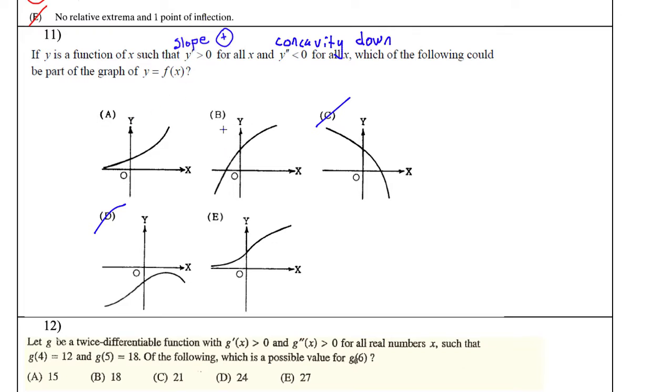Now it should be concave down for everything. A is concave up, so it's definitely not A. I can leave the arrow on here for the notes as well. B is concave down, so far so good. And E is concave down over here, but it's concave up over here, and it needs to only be concave down, so it's not E, it is only B.